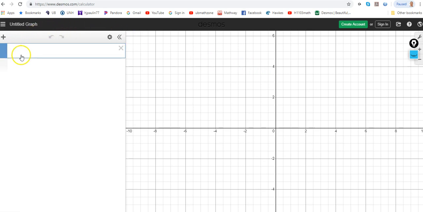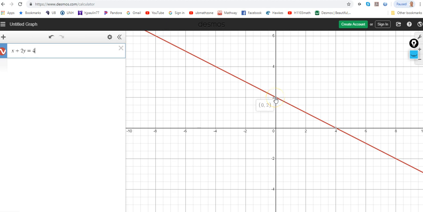Now over here, and we're using this to feature some of the things we'll be doing in class, we're asked to put in, for example, 5x plus 2y equals 4. Now note this is in standard form, and it's already giving us the graph.